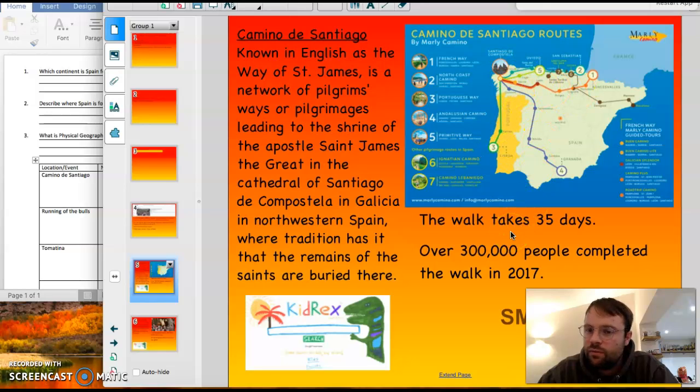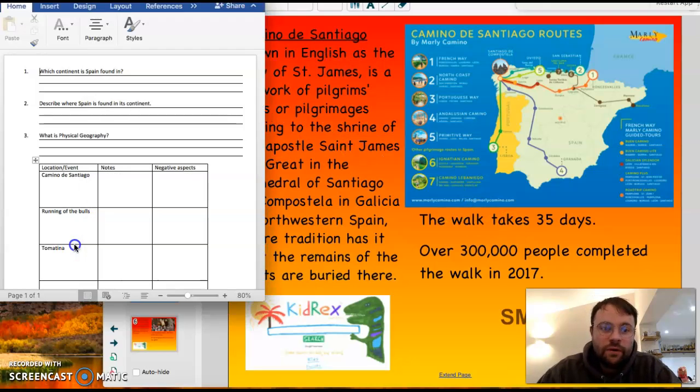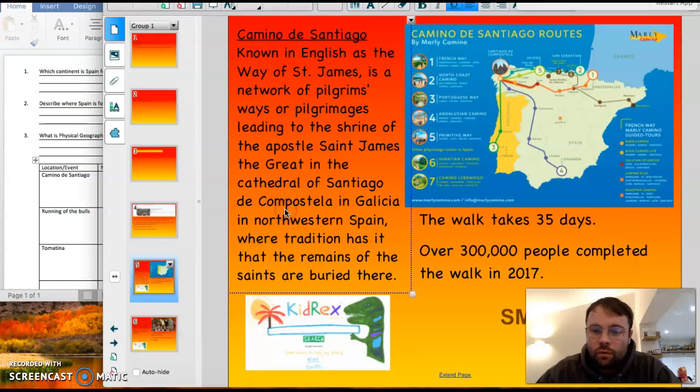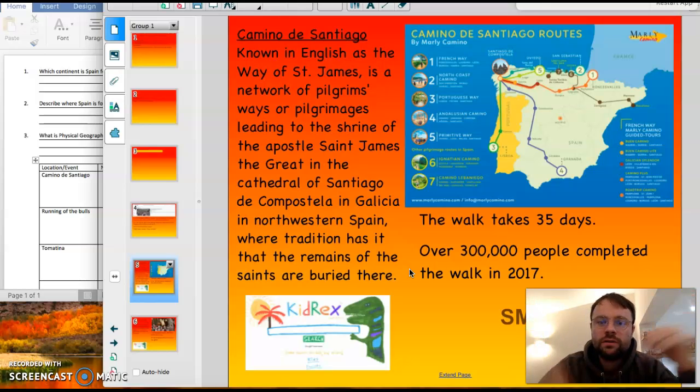Don't forget, a lot of these people don't live here normally. They've probably flown from all over the world to do this because it is a very, very famous pilgrimage. Okay? So you've got a few little bits of information there. Maybe you could include them on your sheet. But also what I'd like you to do is go onto KidRex and search up Camino de Santiago. See if you can find any more information there and how people coming from all over the world might negatively affect Spain. Okay?